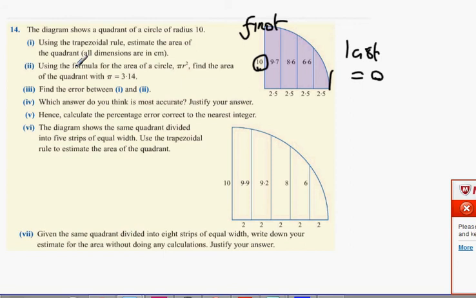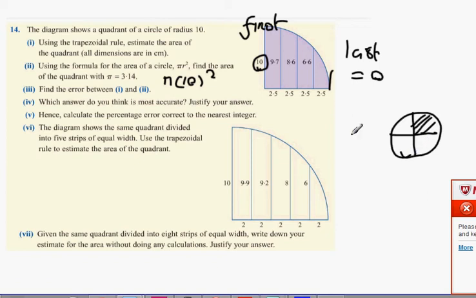Now, using the formula for the area of the circle, pi r squared, find the area of the quadrant, okay? What they're asking you to do there is, what is the actual radius of this circle? It's 10. So look, get pi 10 squared. That gives you the full circle. Divide the answer by 4. And that will give you the area of your quadrant, or your quarter.